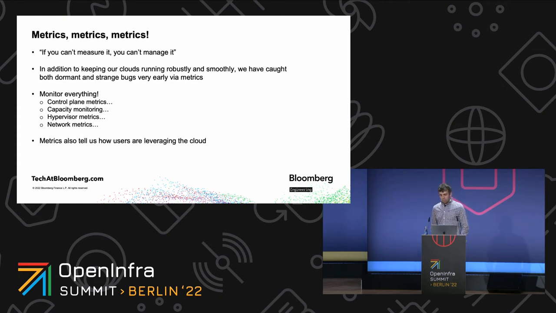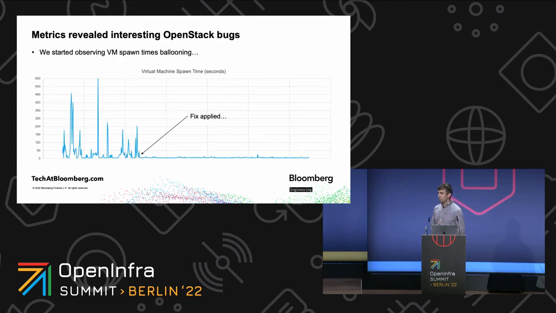And so you have to ask questions like, do you know how long each VM is taking to spin up within your clouds? Do you watch capacity metrics? Are you ordering in advance? Things like this in the post-COVID era are really important. Metrics also tell us how users are using the clouds, which tenancies are doing batch jobs and which ones are not, and we're able to leverage those decisions to our advantage. But putting this aside, let's look at some of the interesting things that we've found.